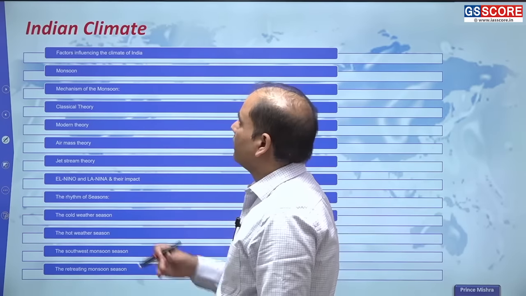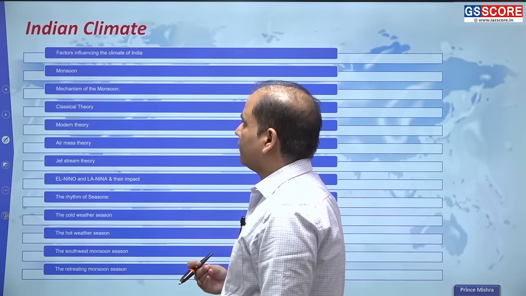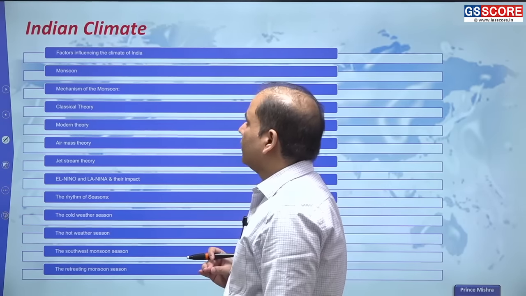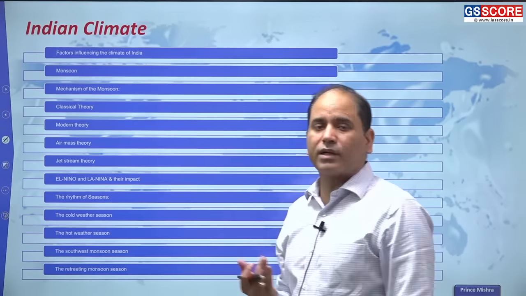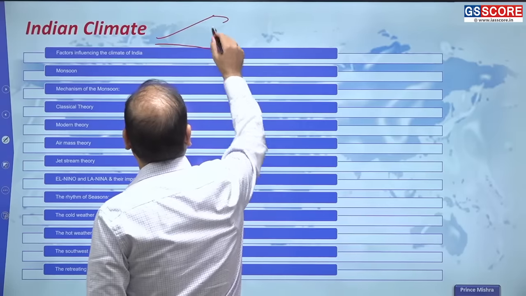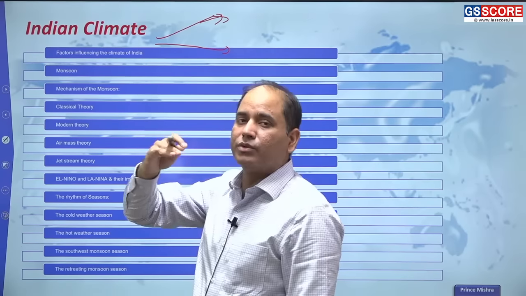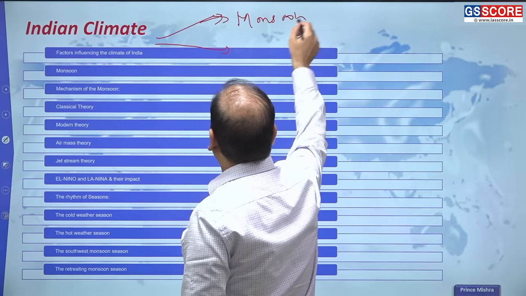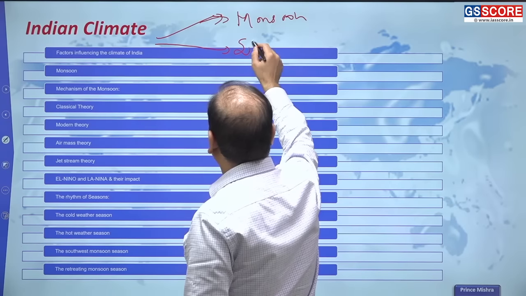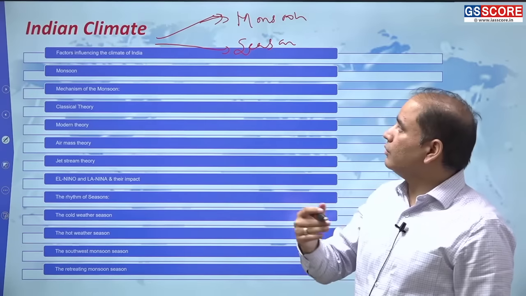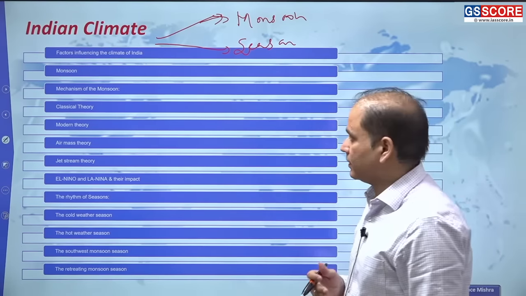Now moving to the next component of India physical, that is Indian climate. Climate is a very important component of India physical, and most of the questions from climate are asked in both prelims and mains. As far as Indian climate is concerned, the whole of it can be studied under two subheads: monsoon and seasons.